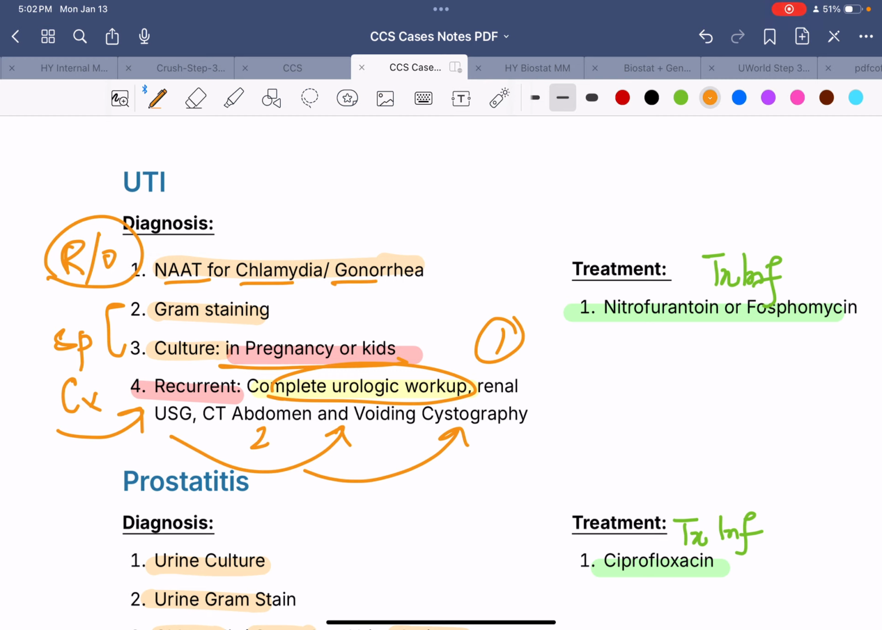And the treatment for simple UTIs will be nitrofurantoin or fosfomycin, and if the patient is non-pregnant, we can also give trimethoprim-sulfamethoxazole or ciprofloxacin.